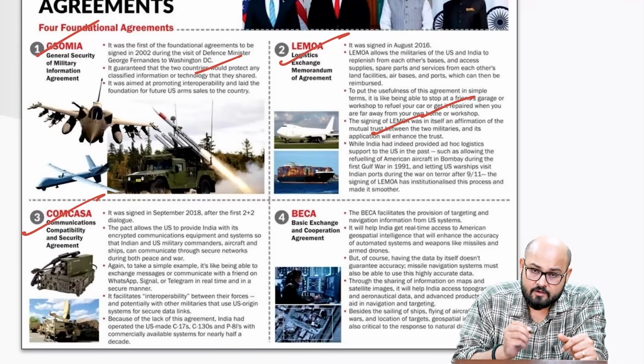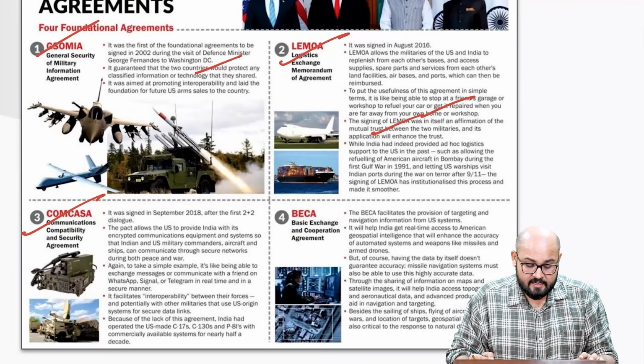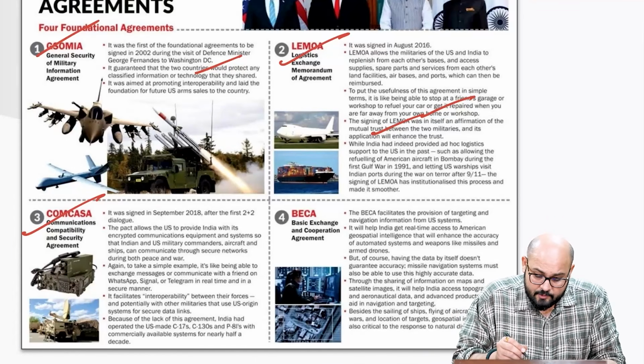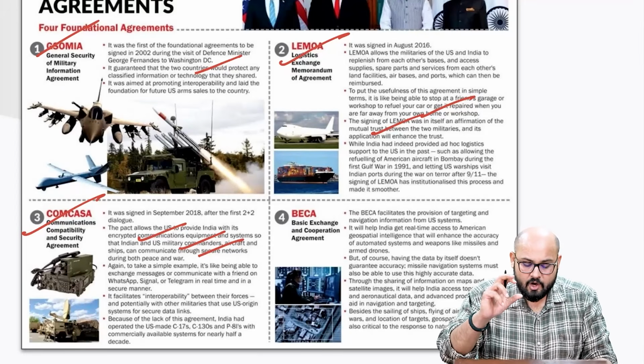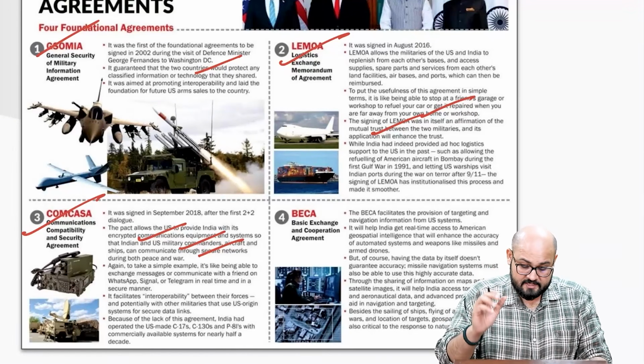Then we have COMCASA, Communications Compatibility and Security Agreement. The pact allows the US to provide India with its encrypted communications equipment and systems so that Indian and US militaries, commanders, aircraft and ships can communicate through secure networks. That is the whole objective.